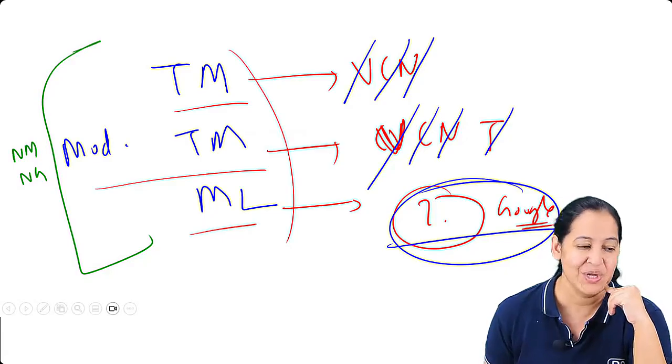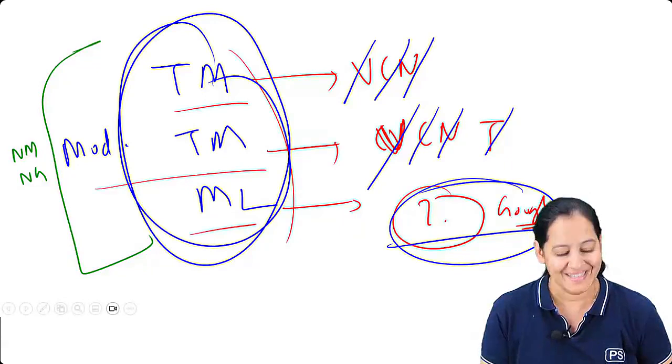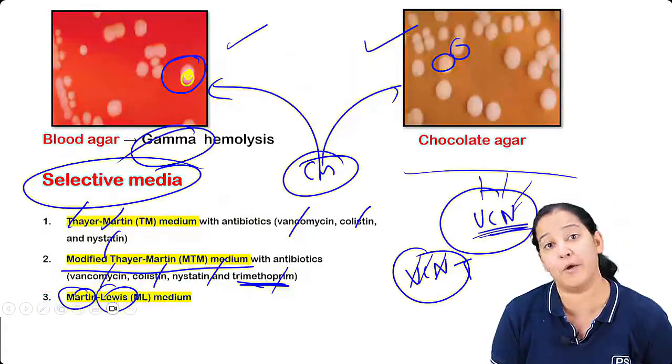Okay, so can we proceed? Learn the names. There are many PYQ questions on these. Learn the selective media. Okay. So let's proceed to the unique properties, the biochemical properties.